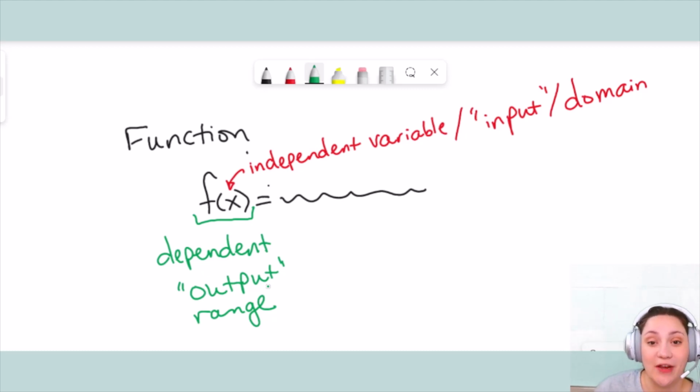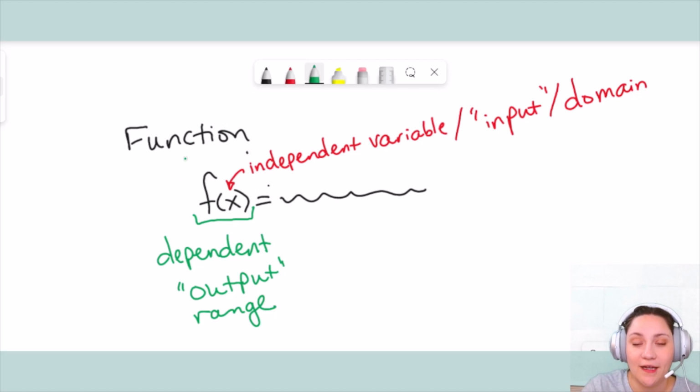So the dependent variable is what comes as a result of the independent variable, and that's why we call it a dependent variable, right? Because it depends on the value from the domain. You can also think of it as the output of the function, and that group of numbers that represent all the possible outputs that come from all the possible inputs is the range. So nothing new here. This is exactly what we've talked about before. I just wanted to refresh your memory.